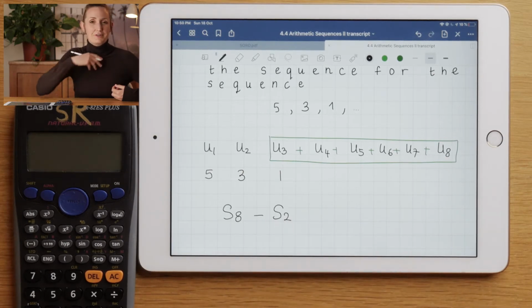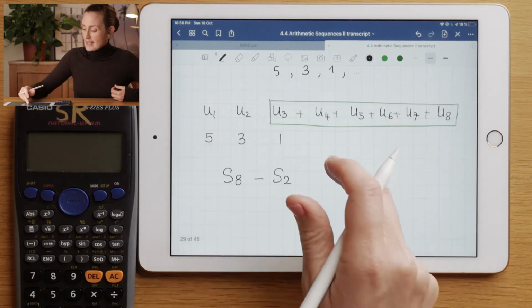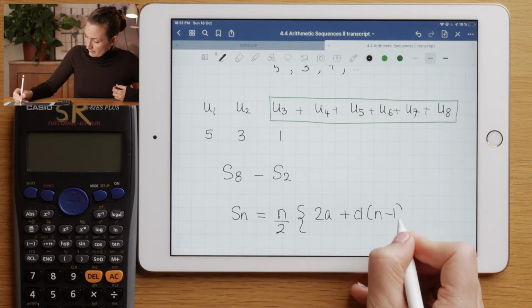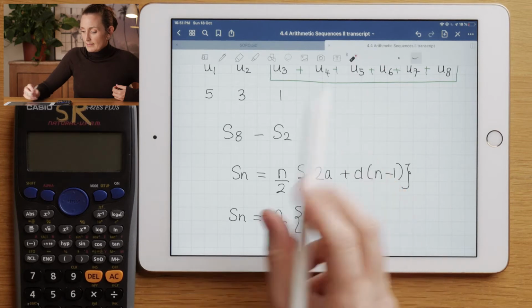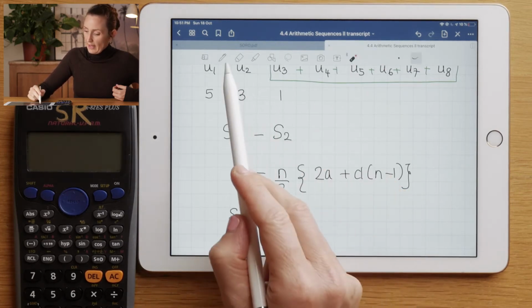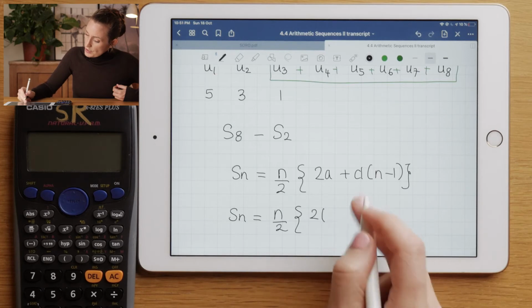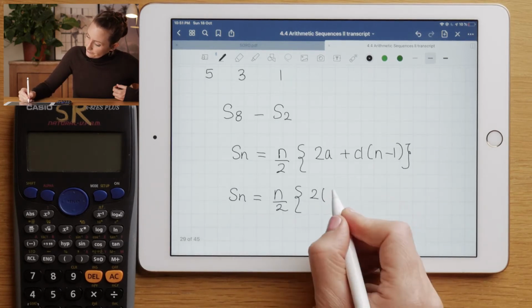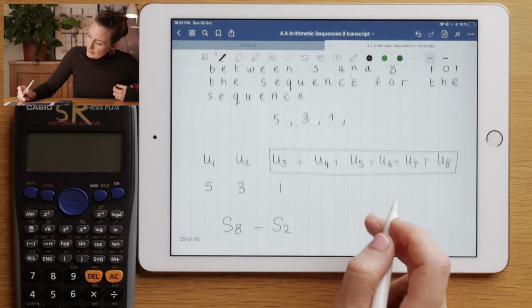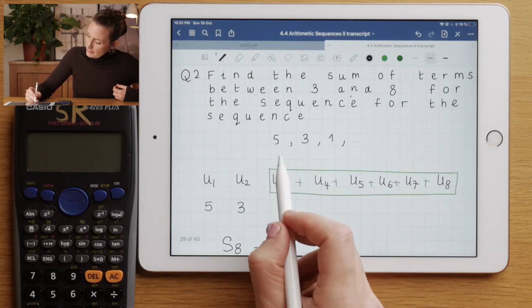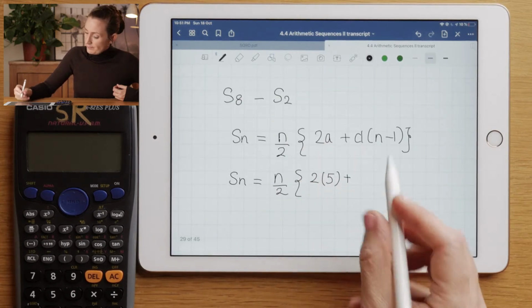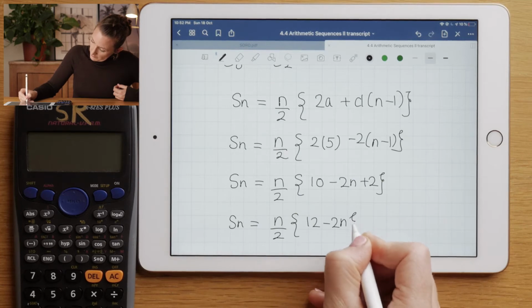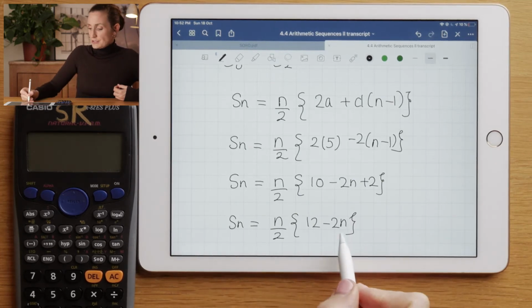So to do this, we're going to start by finding a formula for Sn. For now, I'm going to leave the n blank, because later on I'll replace it with 8 and 2 to get the calculation that I need. So 2 times A is 5, plus D must be minus 2, because I'm decreasing by 2 each time. And that gives me a formula for Sn in terms of n.